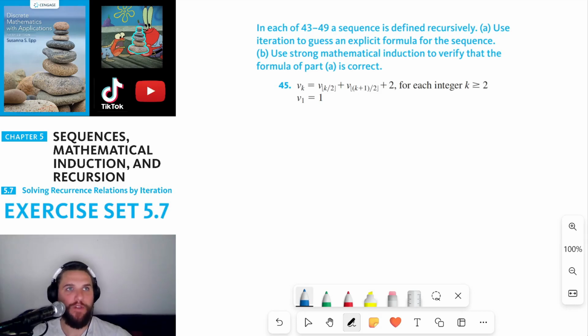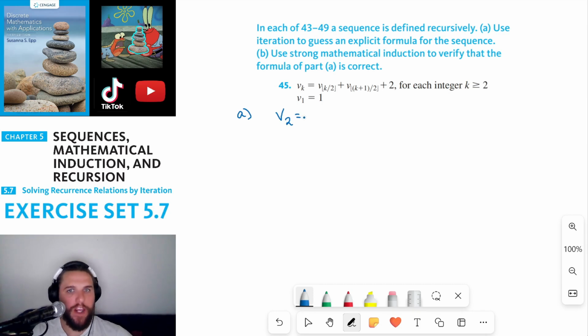In each of 43 through 49, a sequence is defined recursively. Part A, use iteration to guess an explicit formula for the sequence, and Part B, use strong mathematical induction to verify that the formula of Part A is correct. 45 says v sub k equals v sub the floor of k over 2 plus v sub the floor of (k plus 1) over 2 plus 2 for each integer k greater than or equal to 2, and v sub 1 equals 1. Let's start by using iteration with Part A.